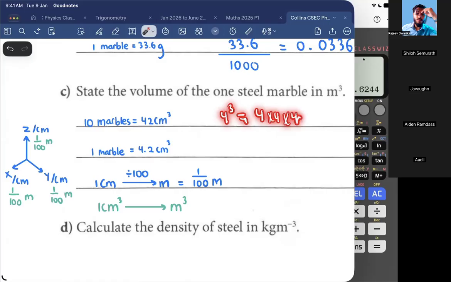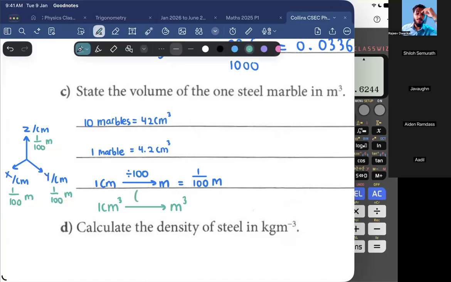Yes, sir. So Javon, if 4 cube means 4 by 4 by 4, what do you think meter cube means? Meter by meter by meter. Exactly. So this is 1 over 100 meters. I gotta multiply that by this, and I gotta multiply it by this. So by the time you finish, it's going to be 1 over 100 by 1 over 100 by 1 over 100. So that's 1 over 100 cube.